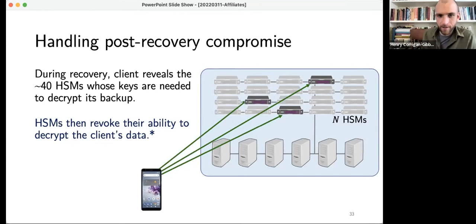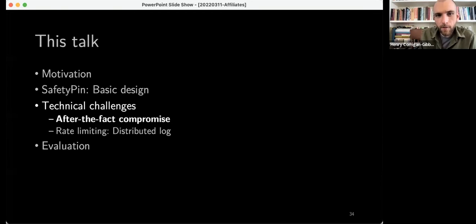The one asterisk there that I put, just to be completely transparent, is that there is one window of compromise where, if the attacker can get in and extract the keys before the HSMs have done this key rotation, it could potentially get the user's data. But our thought is that's a very, very difficult attack to pull off because it would require getting into the HSMs at exactly the right moment, and it seems plausible, but difficult. Okay, so that's how we handle this after-the-fact compromise.